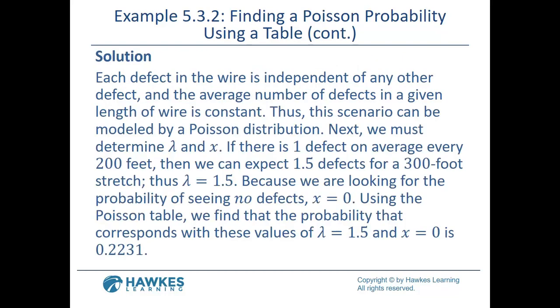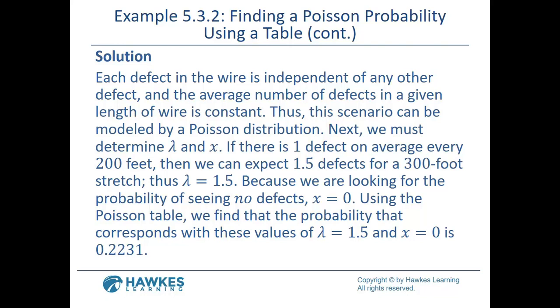Each defect in the wire is considered to be independent of each other, and the average number of defects in a given length of wire is going to be constant. So this scenario does meet our model for being Poisson because we are talking about it over an interval. And again, remember I said the interval doesn't have to be time. It can be any type, but I have a set interval I'm looking at. Now we need to determine what lambda and x are.